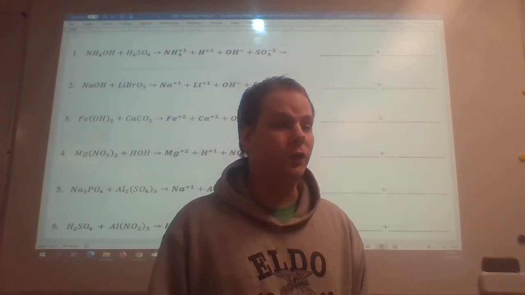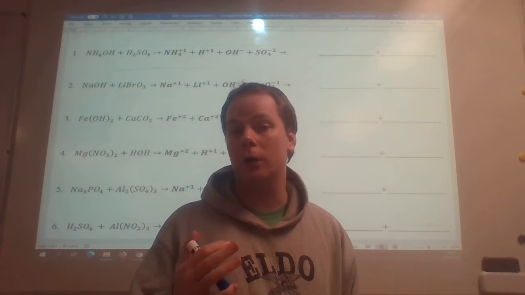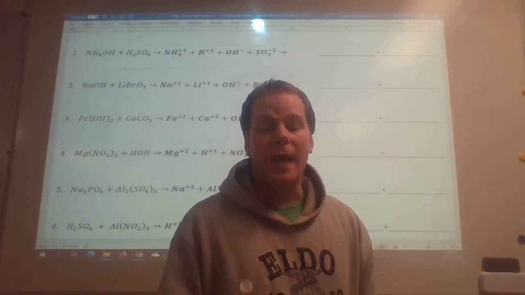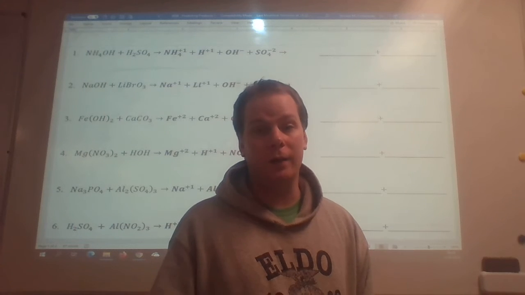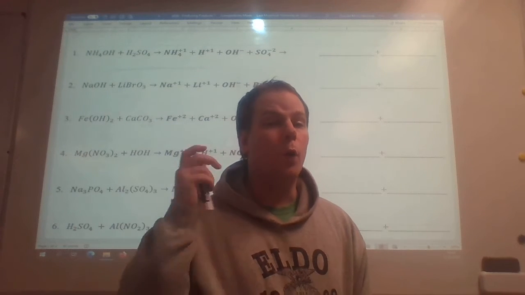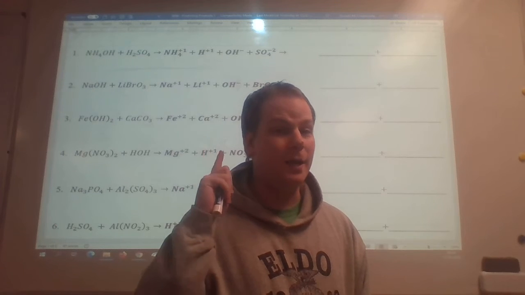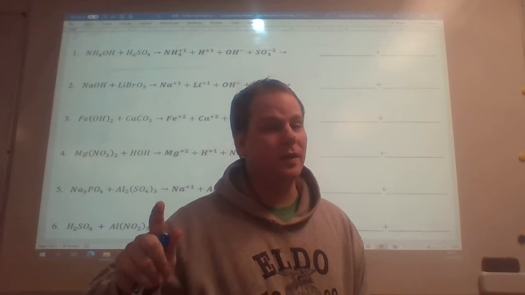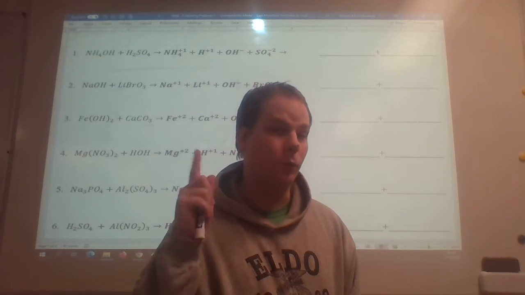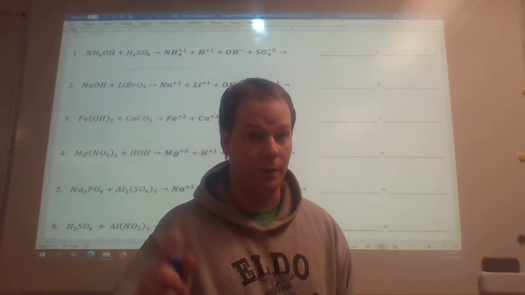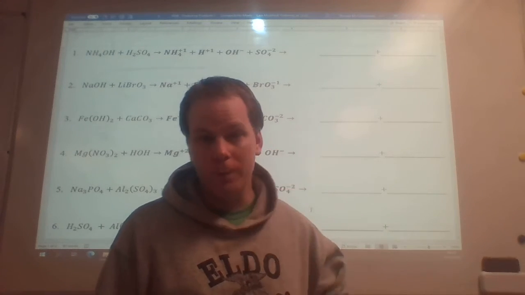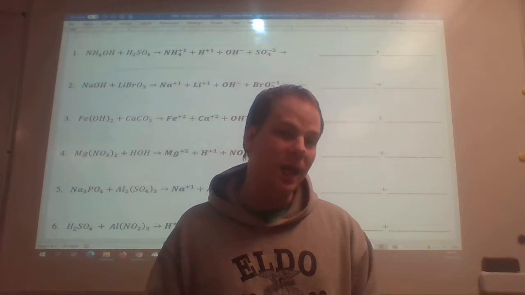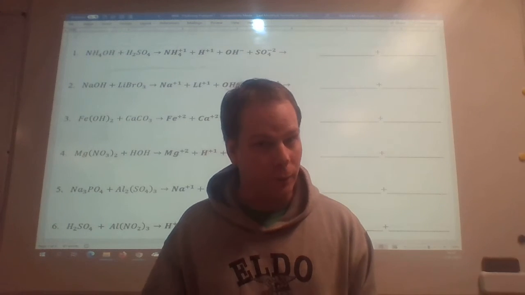Now, there are two rules you have to keep in mind when you are recombining them. First one, a compound or a product must have one cation and one anion. It cannot have two cations. It cannot have two anions. It has to have one cation and one anion. The second rule is you cannot recombine with the same thing it was already combined with.